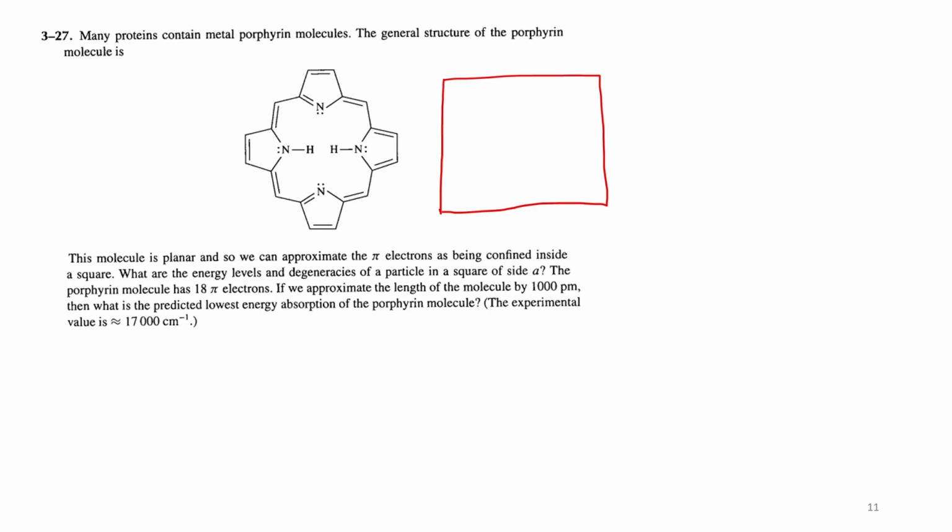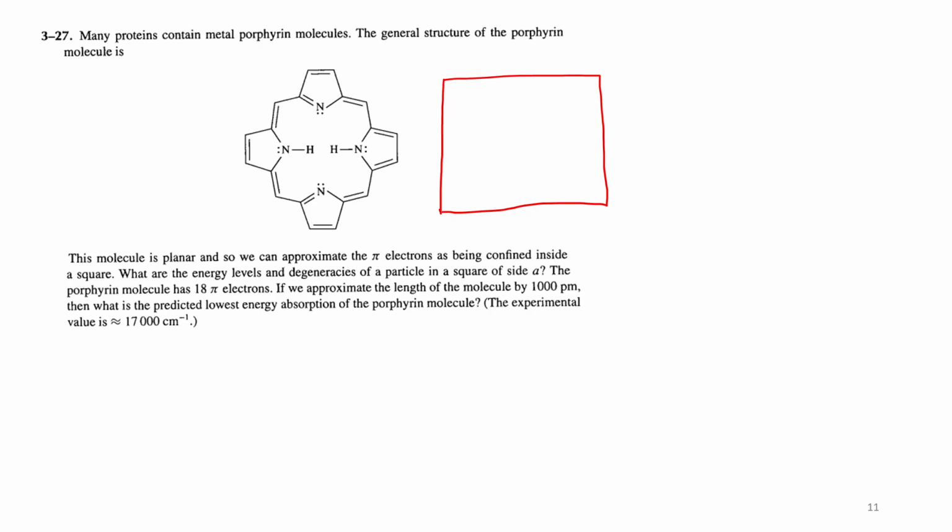Now, they are asking what are the energy levels and degeneracies of a particle in a square of side A, where both Lx and Ly are the same. Now, as there is some symmetry in the molecule, there would be some degeneracies as well. Professor Datta has discussed that symmetry and degeneracy go hand in hand, right?